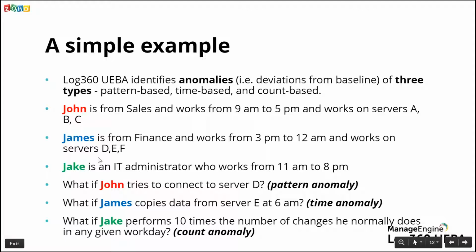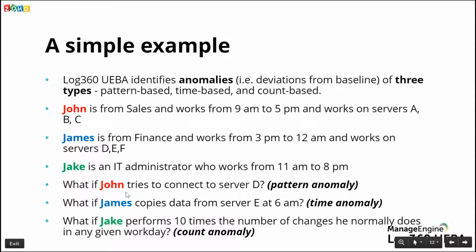Now that you have this information, let's consider this. What happens if the user John, who usually works with machines A, B, and C, one day tries to connect to server D? This is something that is happening for the first time. This is something completely unexpected from John. So this would be counted as a pattern anomaly. Similarly, what happens if James, who is known to work from 3 in the afternoon till midnight, suddenly one day connects to your network at 6 in the morning? This is happening at an unexpected time, which means it is a time anomaly.